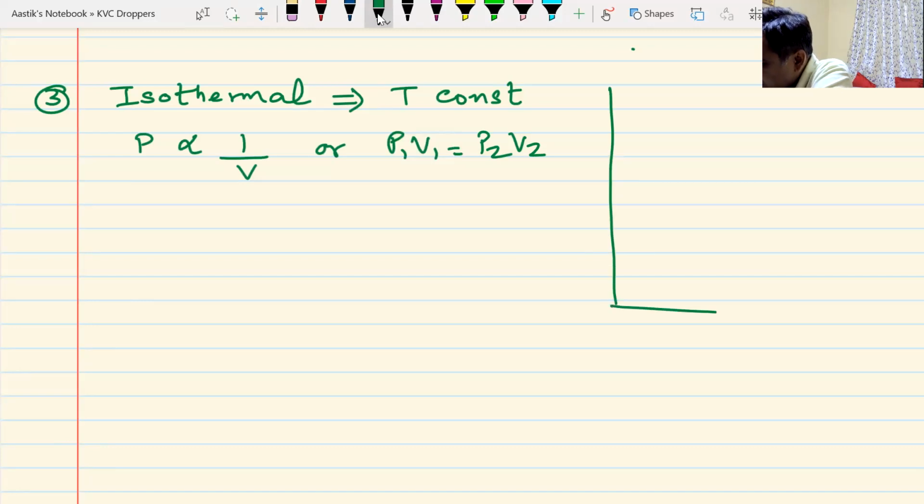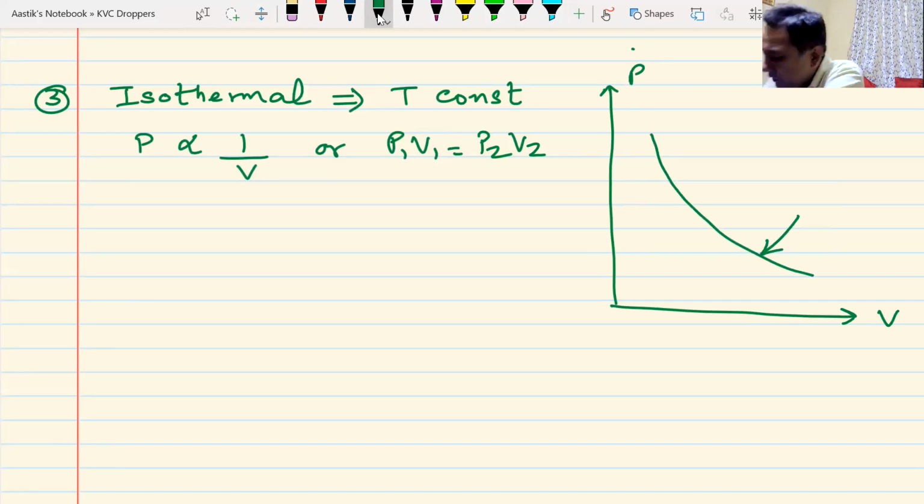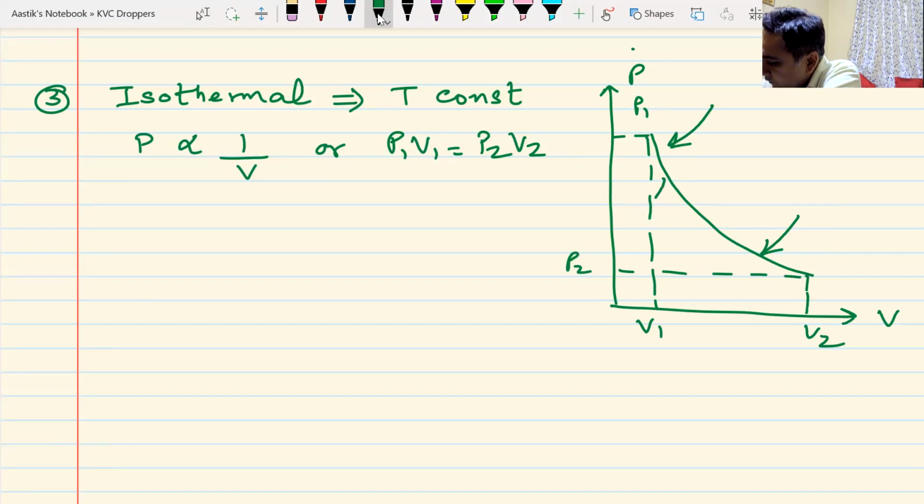If I draw the PV graph for this process, the PV graph is in the form of a hyperbola, rectangular hyperbola. Do we remember this? And this line is also known as an isotherm. Do we remember this? Here both the things are changing. Pressure here is P1, volume here is V1, volume here is V2, and pressure here is P2. If I find the area under this graph, the area under this graph will give me the work done.